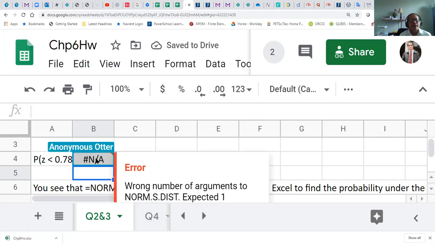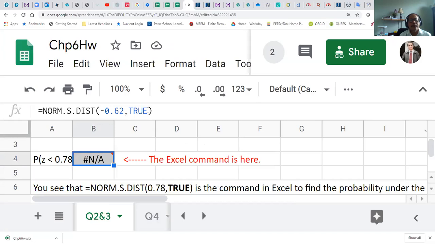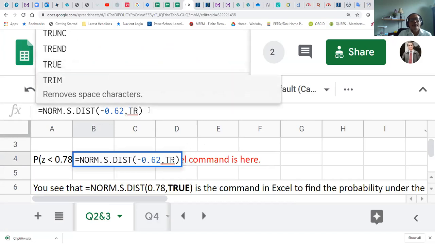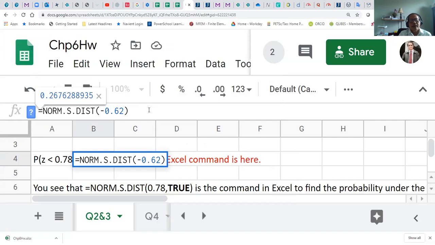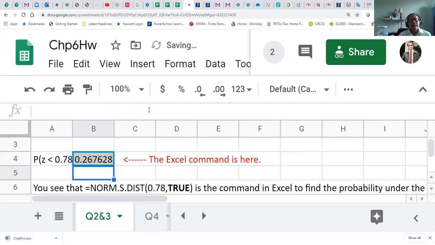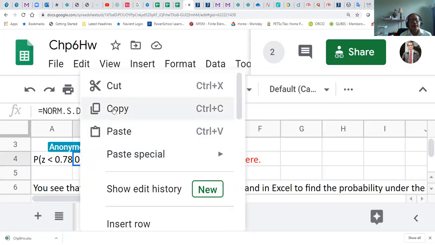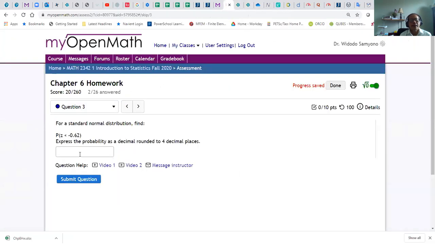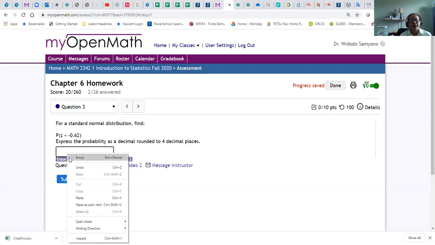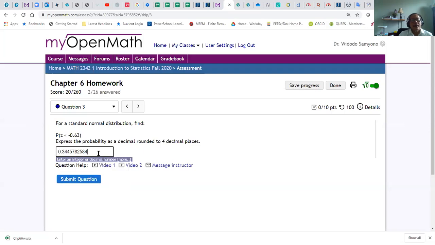Oops. Wrong number of arguments, expected only one. Oh, okay. For the Google Sheet, you don't need to put this one here. So just put it like that. Okay, so the answer will be this one. You can right click, copy, and then paste it here, and then round to what decimal place, right? So you round to 4 decimal places. So you got 0.3446, right?